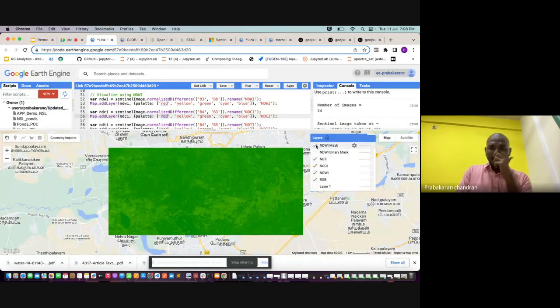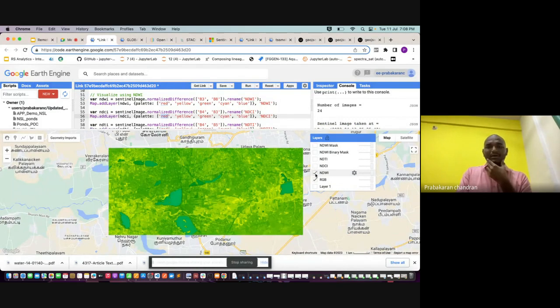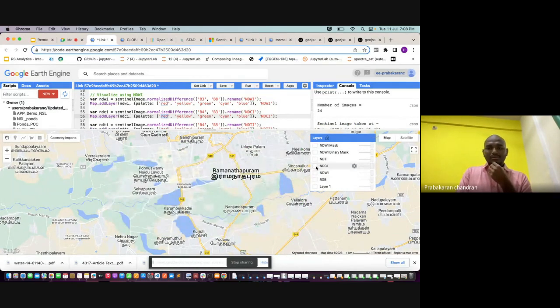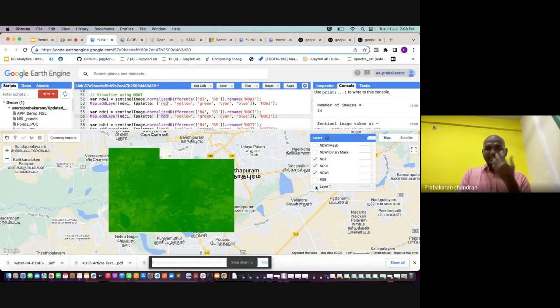I'm just checking. Yeah, it is actually loading on screen.